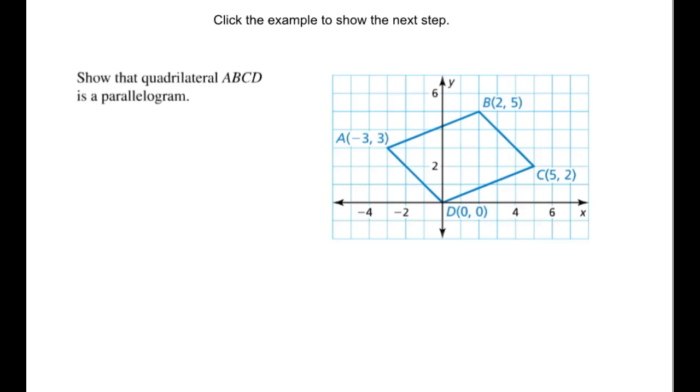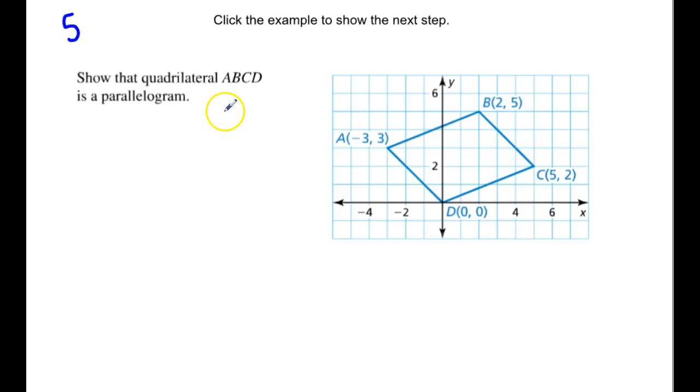So here's our next example. This is our example number 5. Here I can definitely see that I'm using my coordinate plane, right? I know that that was one of my learning targets. So I need to show that quadrilateral ABCD is a parallelogram. So how can I do that?